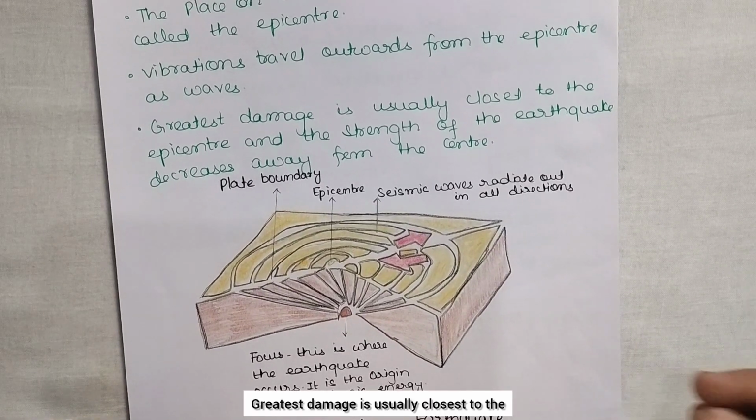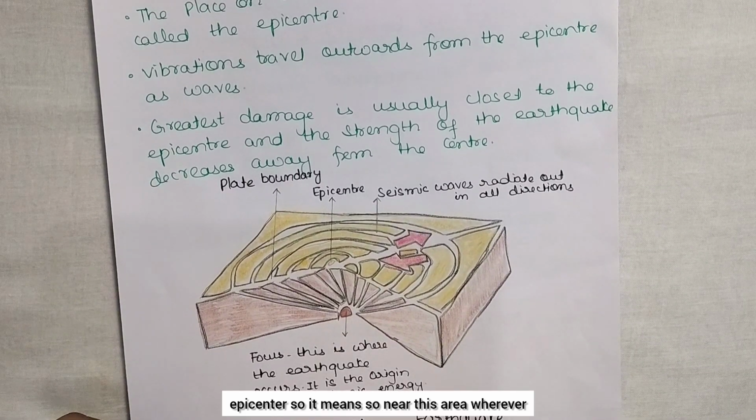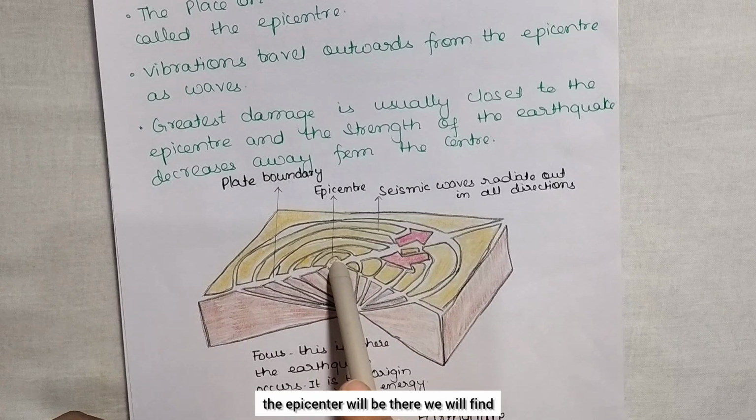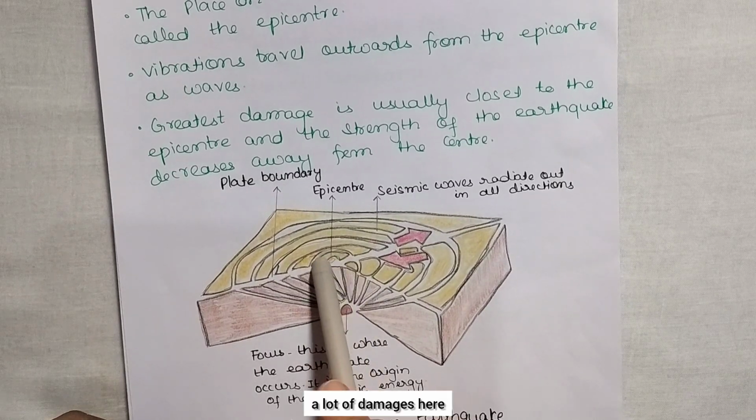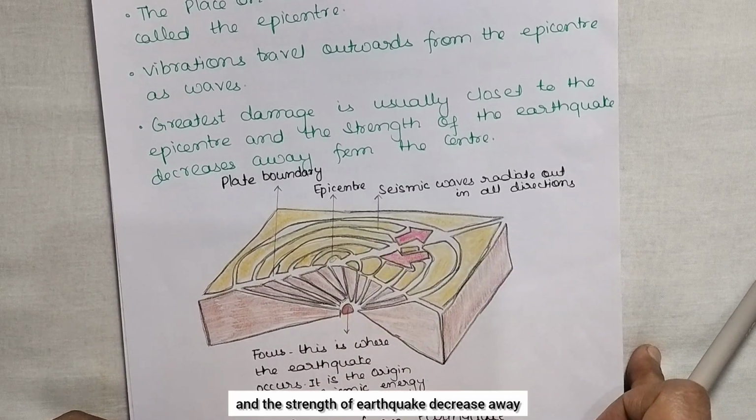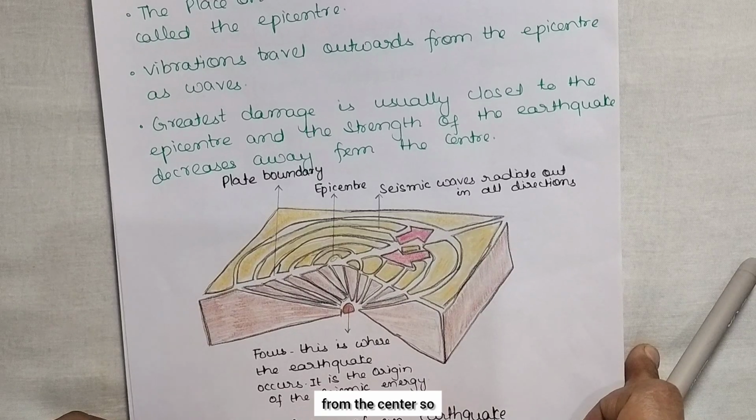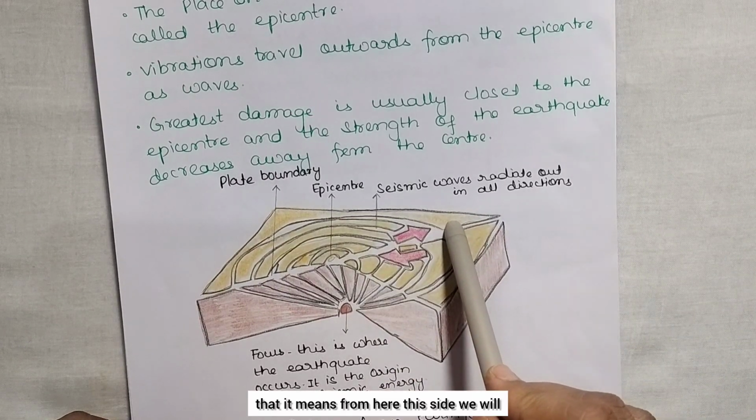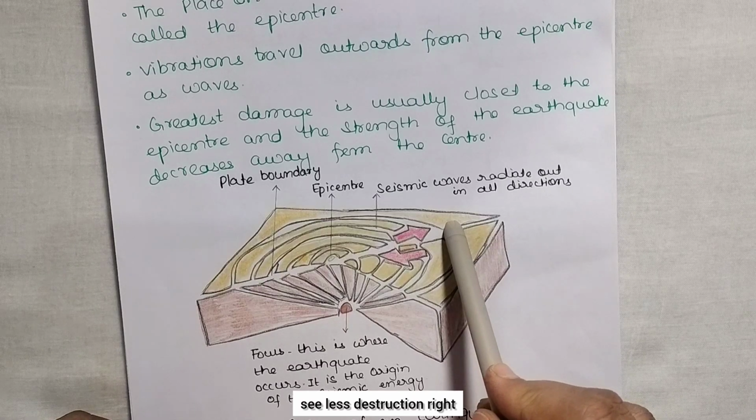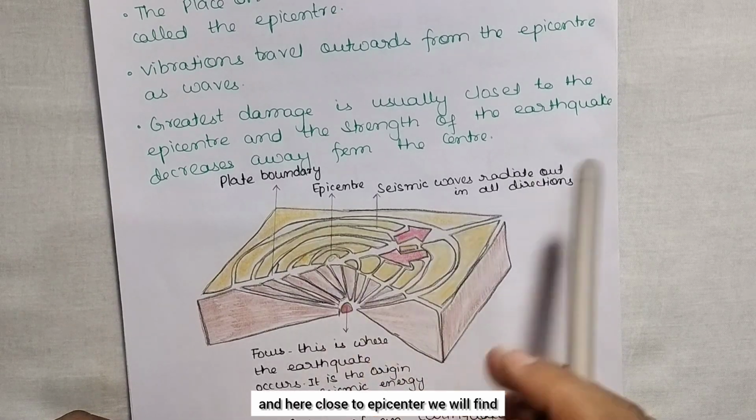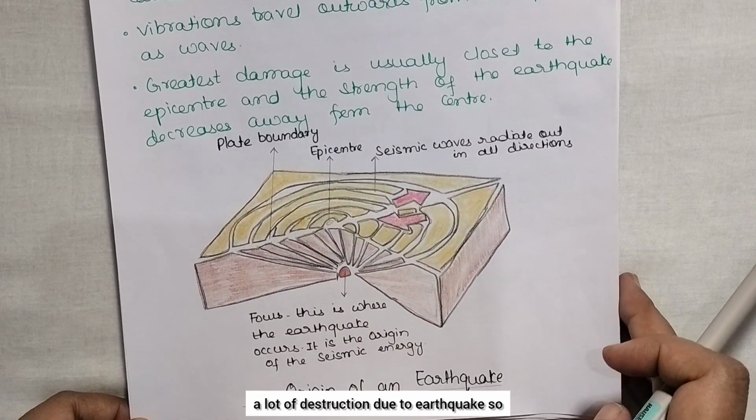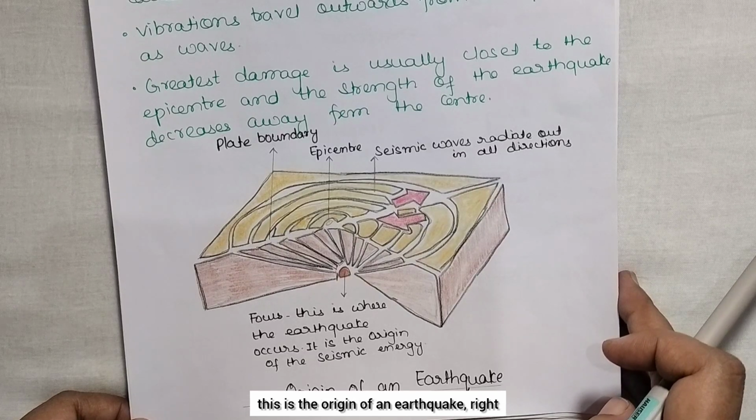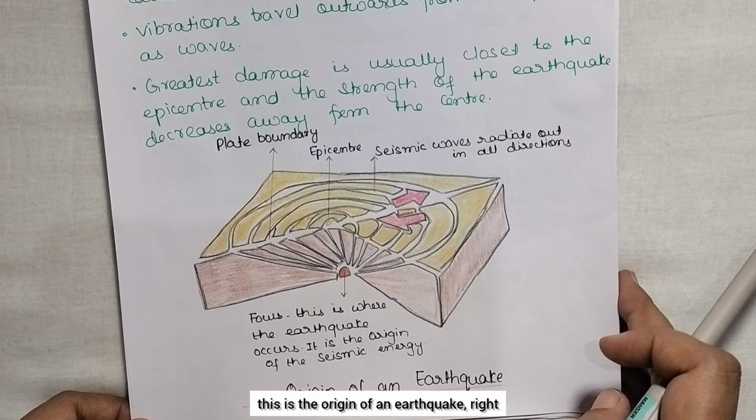Greatest damage is usually closest to the epicenter. So near this area, wherever the epicenter will be, we will find a lot of damage here. And the strength of the earthquake decreases away from the center. So it means from this side, we will see less destruction, right? And here, close to the epicenter, we will find a lot of destruction due to the earthquake. So this is the origin of an earthquake, right?